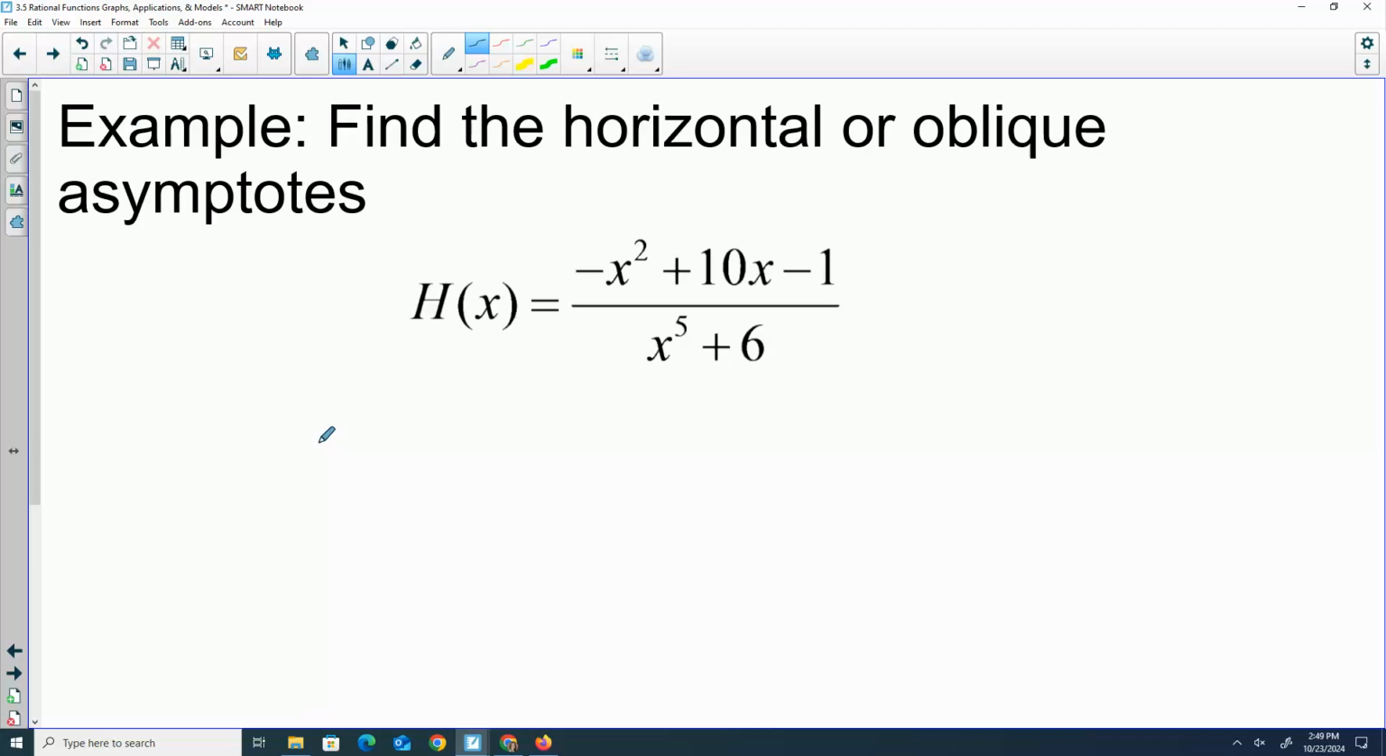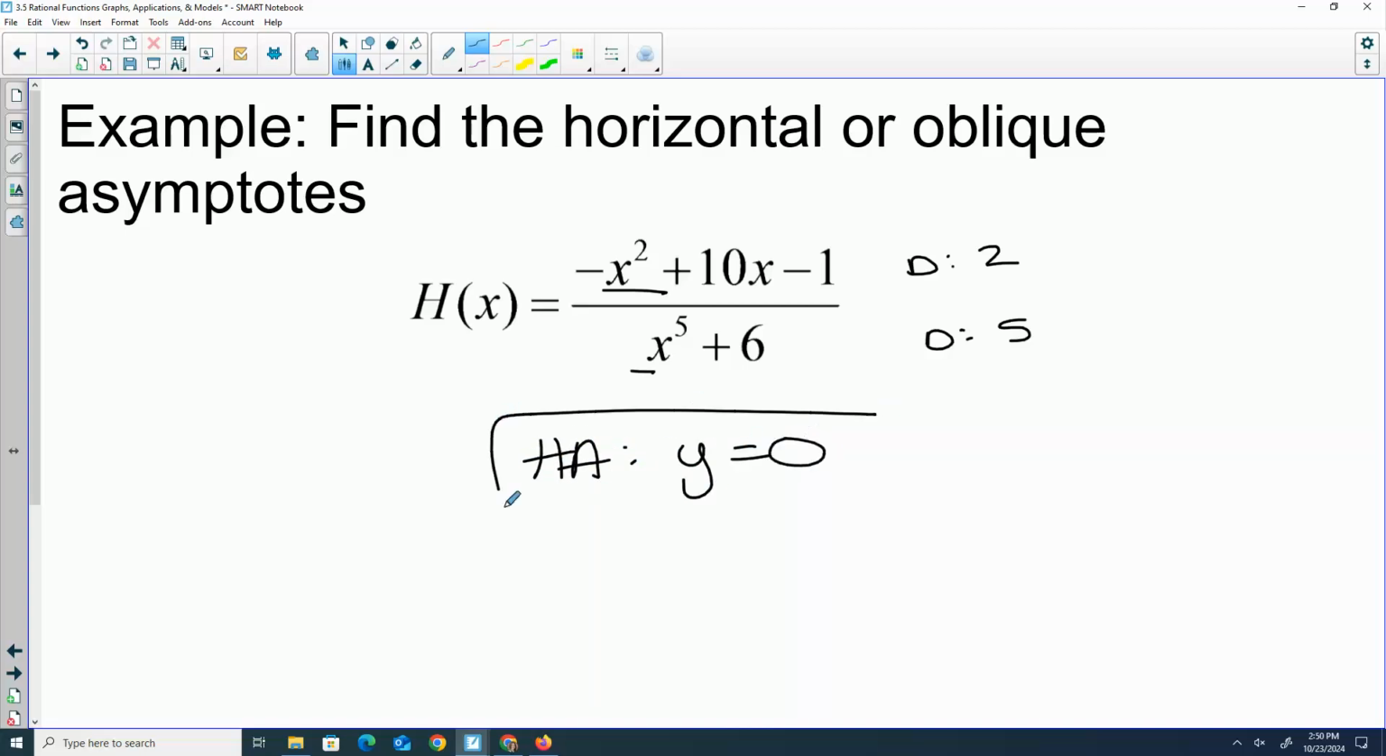Last one. Everybody take a look at it. Don't say it out loud yet. What do you think it is? What's the degree of the top? The bottom? Okay, can you do x squared divided by x to the 5th? No, it won't work out, so that's a horizontal y equals 0.